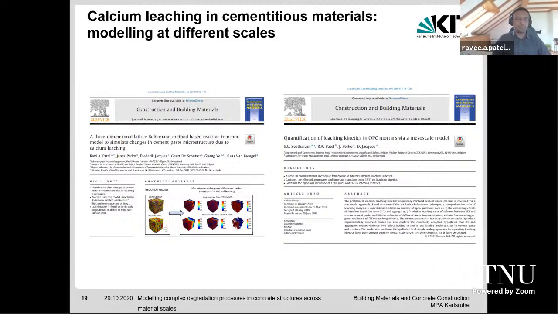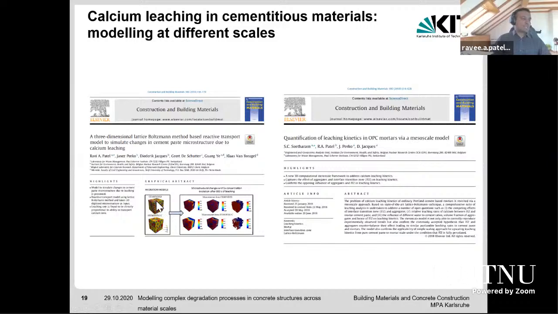Most of the minerals are calcium rich. This set of minerals forms around 60% of traditional OPC concrete. So that's why this process is often referred to as calcium leaching process. For calcium leaching, we did simulation at different scales, right from the microscale towards the mesoscale, and we were addressing different sets of problems.